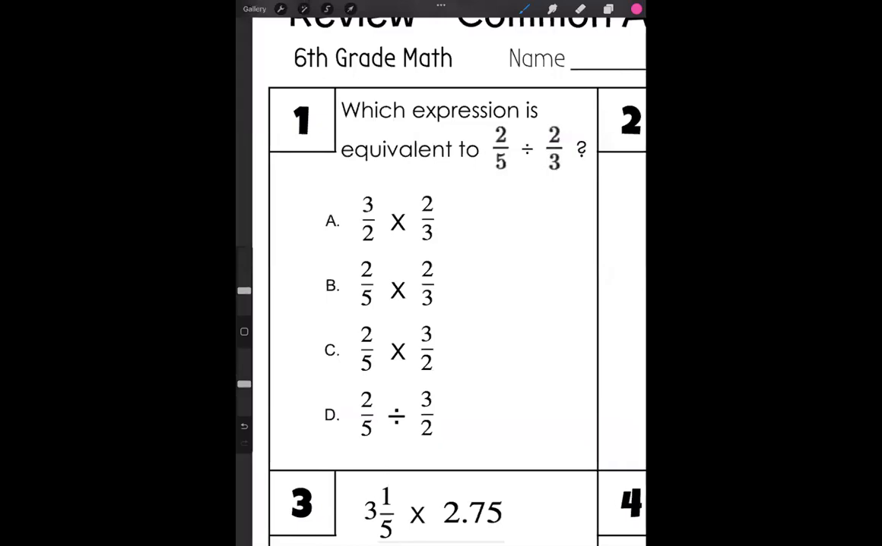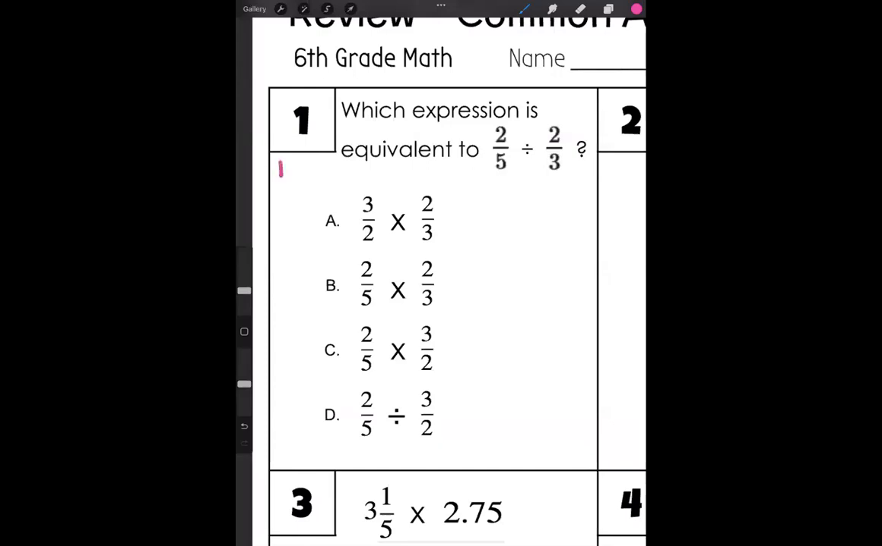Hey guys, we are getting ready for our Unit 2 test, and I'm trying out some new technology, so we'll see how this goes. So, our first question is which expression is equivalent to 2/5 divided by 2/3?